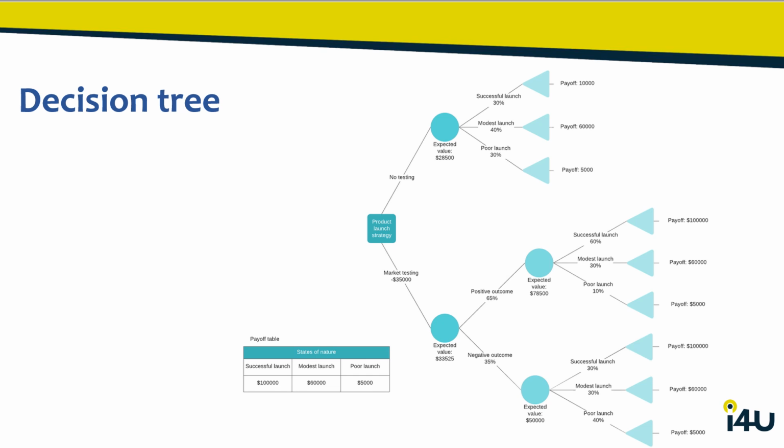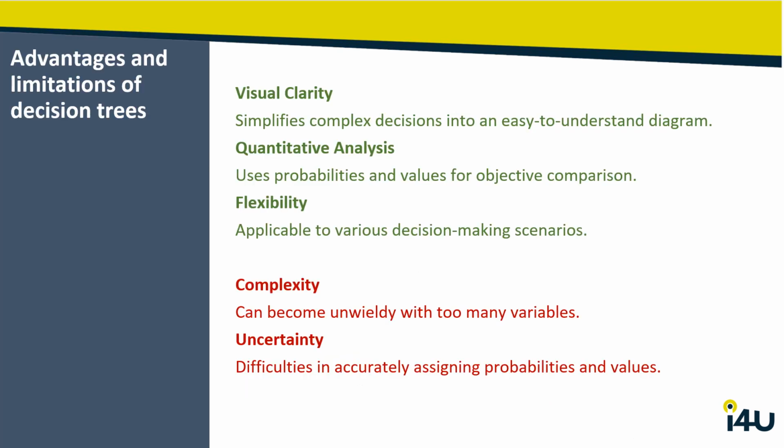Advantages and limitations of decision trees. Advantages: visual clarity, simplifies complex decisions into an easy-to-understand diagram. Quantitative analysis, uses probabilities and values for objective comparison. Flexibility, applicable to various decision-making scenarios. Limitations: complexity, can become unwieldy with too many variables. Uncertainty, difficulties in accurately assigning probabilities and values.